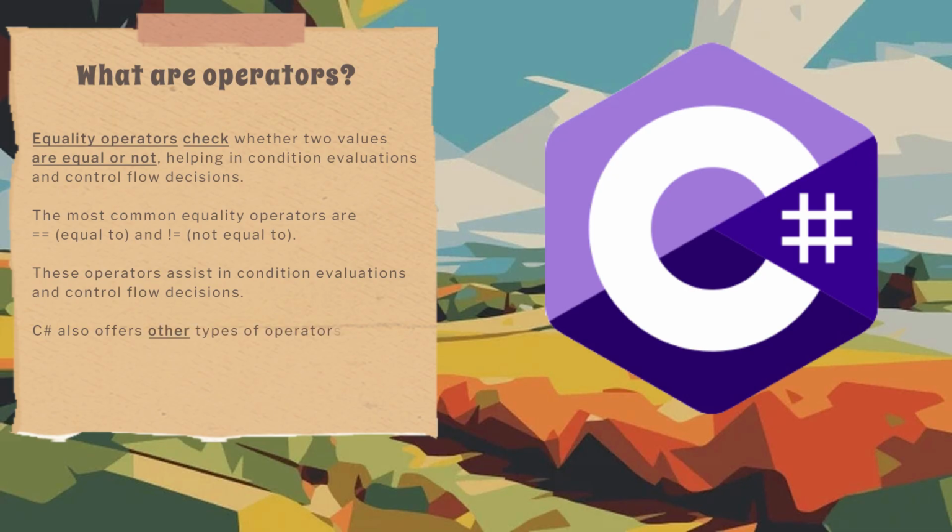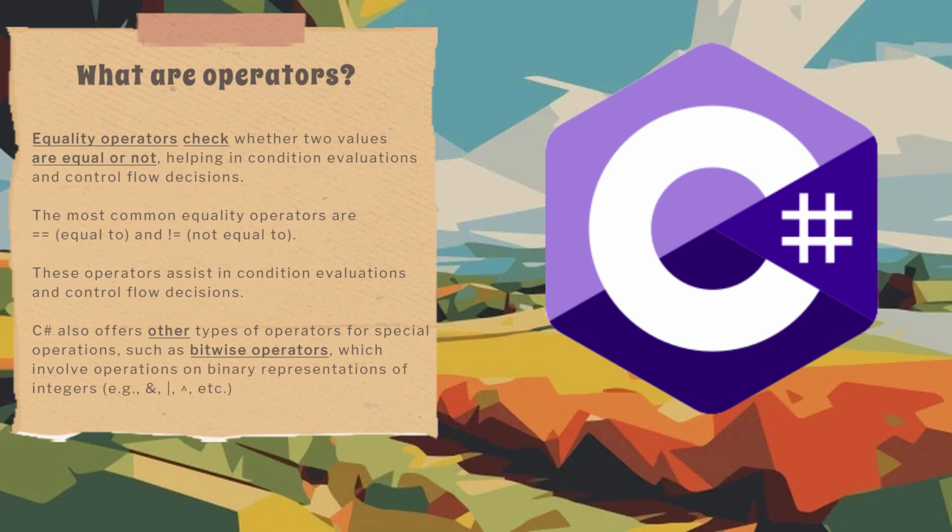C# also offers other types of operators for special operations, such as bitwise operators, which involve operations on binary representations of integers. However, these are not covered in this course.